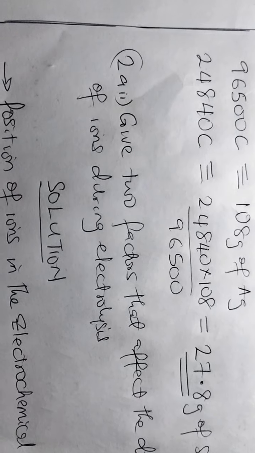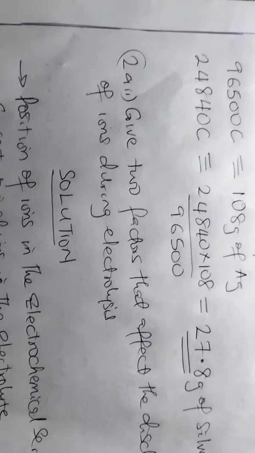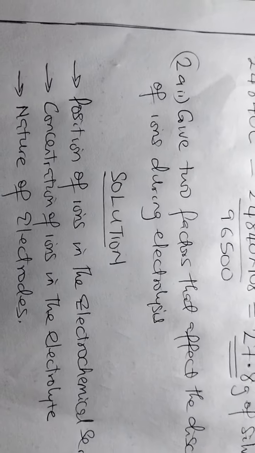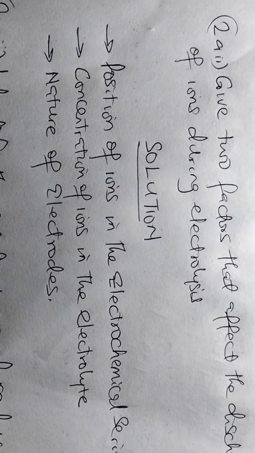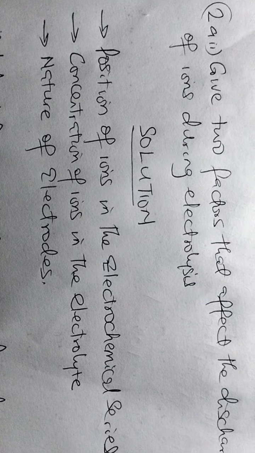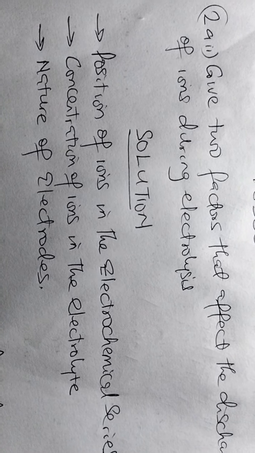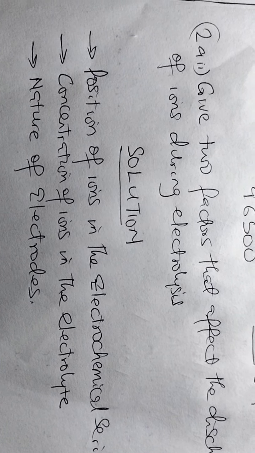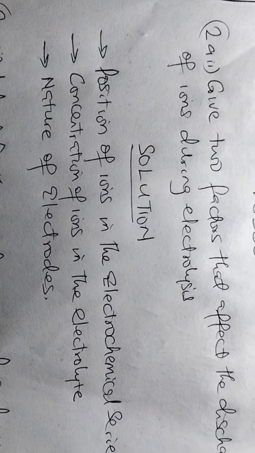2A(ii) says, give two factors that affect the discharge of ions during electrolysis. Solution: 1. Position of ions in the electrochemical series or activity series. 2. Concentration of ions in the electrolyte. 3. Nature of electrodes. Any two will score correctly.